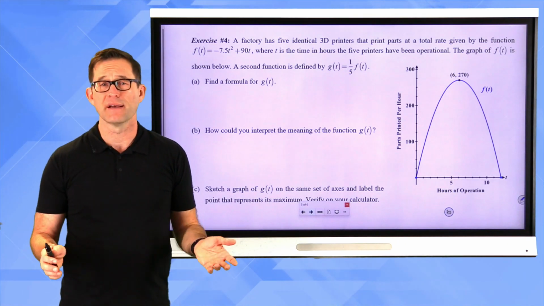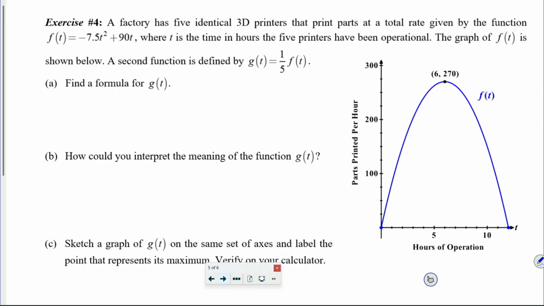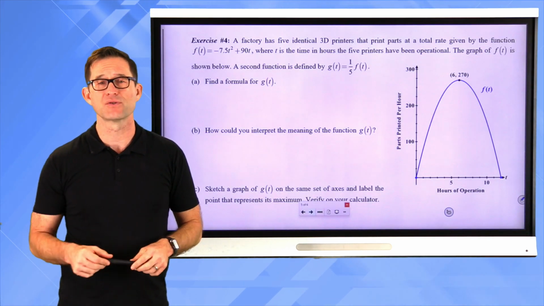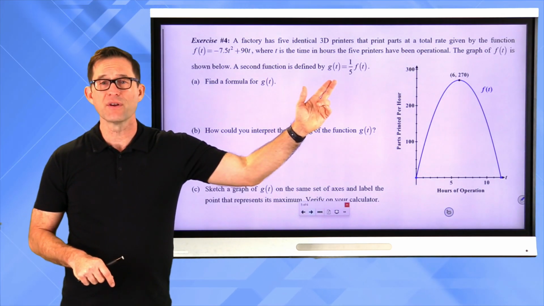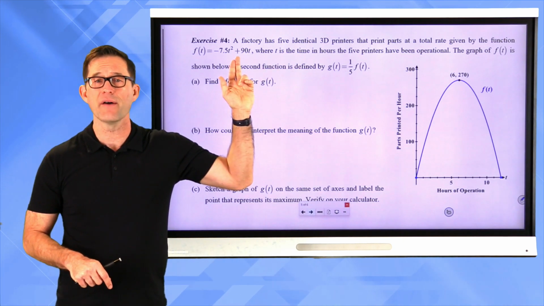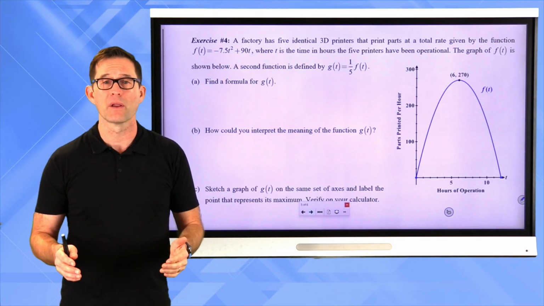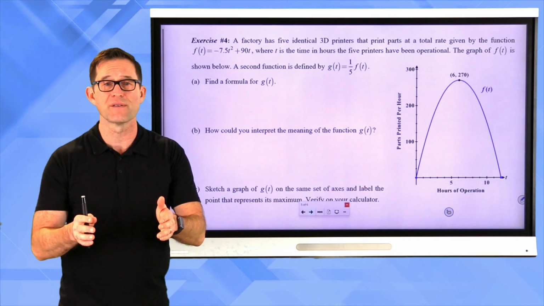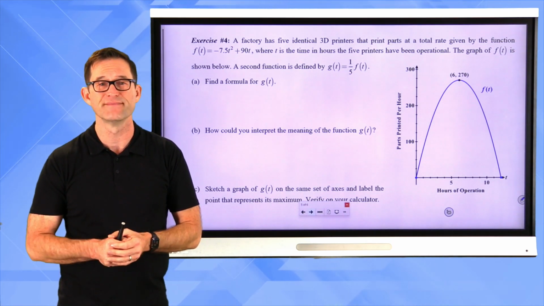Now, the first thing it asks us is very simple. Find a formula for g of t. And this really takes us right back to exercise number 1. Use the definition of g of t and the definition of f of t to come up with a formula for g of t. Pause the video now and go ahead and do that.